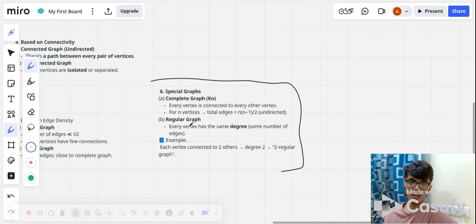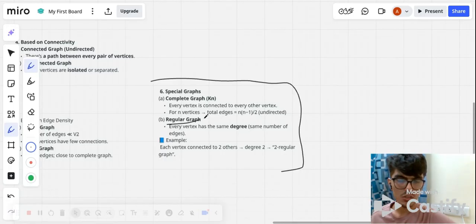Simple as that. Now we have the regular graph. I have mentioned these special graphs because they are important from the point of view of questions. These terms are mentioned in the questions, and they may define them, but if you know them, it will be good for us.